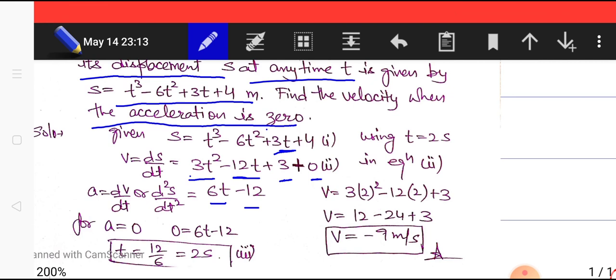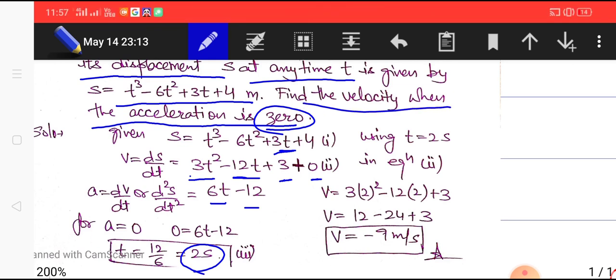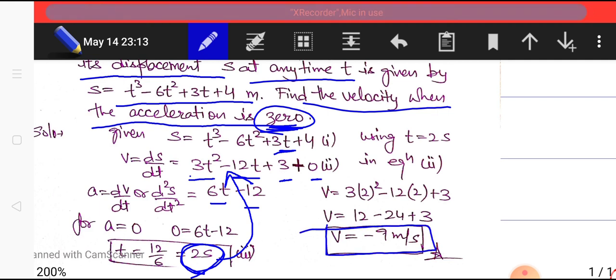Now as it is given in the question acceleration is 0, so I compared this equation with 0 and got t is equal to 2 seconds. So find the velocity when acceleration is 0. We calculated the time t; at t is equal to 2 seconds, acceleration is going to be 0, hence we need to find the velocity at t is equal to 2. So we simply put this value of t is equal to 2 in this equation. So putting t is equal to 2, v is equal to 3 into 2 squared minus 12 into 2, and solving it I get v is equal to minus 12 meter per second.